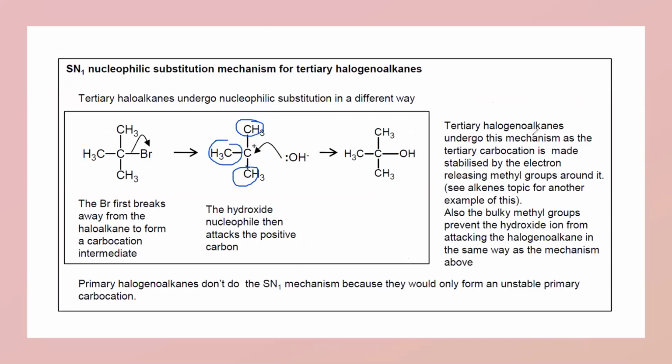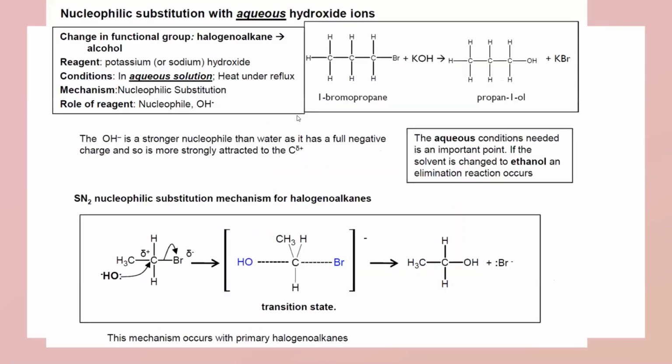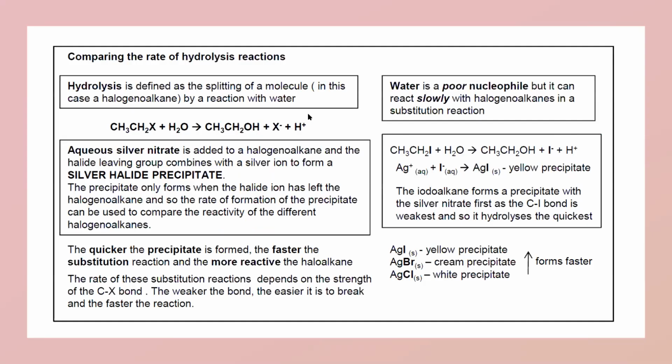So a tertiary halogenoalkane will form a carbocation, and why will it be stable? Because these methyl groups are known as electron releasing groups. So when they are electron releasing groups, the net charge on the carbocation will reduce, so it will make it stable. So SN1 and SN2 reactions are important.